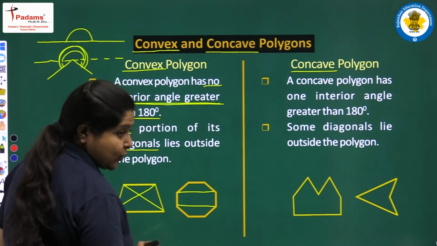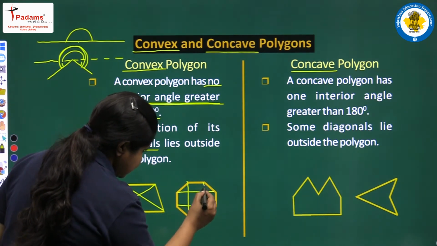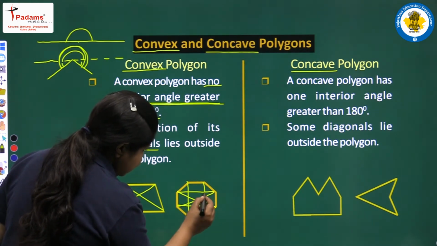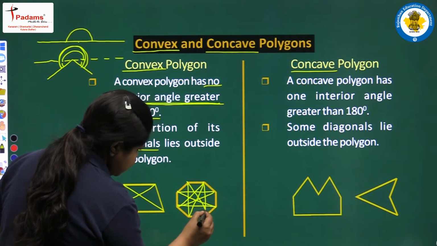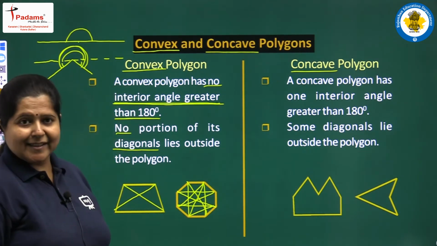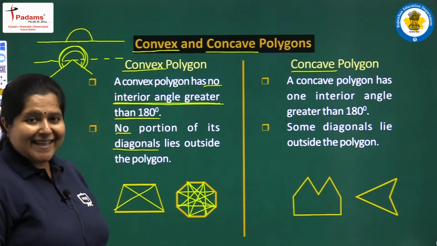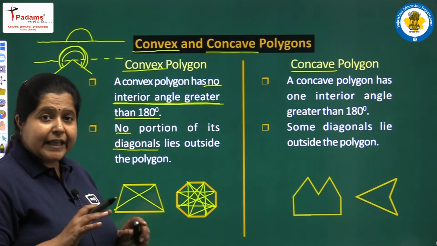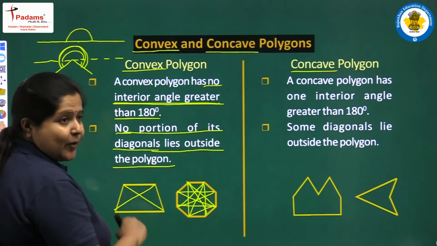You can see they are also inside the polygon, and similarly you can join this one, then this one. We will have many diagonals. So, there are in fact many diagonals in an octagon. Again this one is left. So, you can see all the diagonals lie inside the polygon. There is no portion of the diagonals which lies outside the polygon.